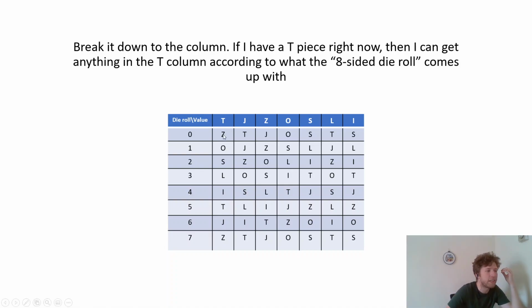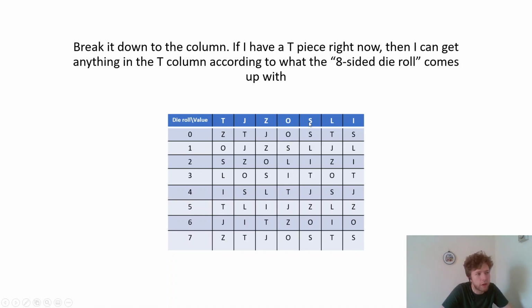So yeah, you can see a T is more likely to lead to a Z piece, a J is more likely to lead to a T piece, and a Z is more likely to lead to a J. So I think the most likely cycle that you end up in here is that a T goes to a Z goes to a J goes to a T, and in all likelihood, you would probably see that cycle a lot more often than you would see most other things.